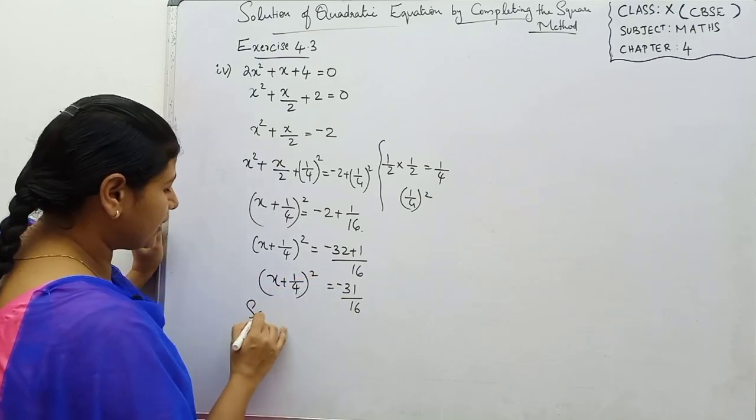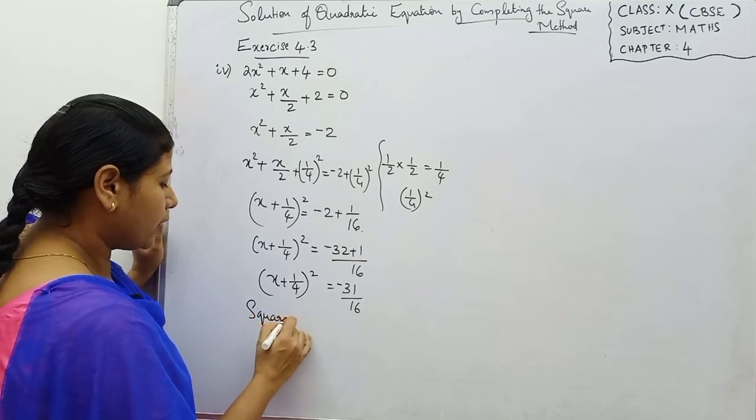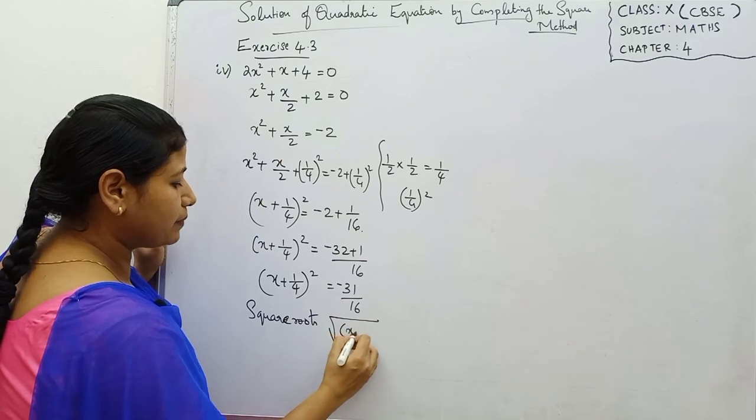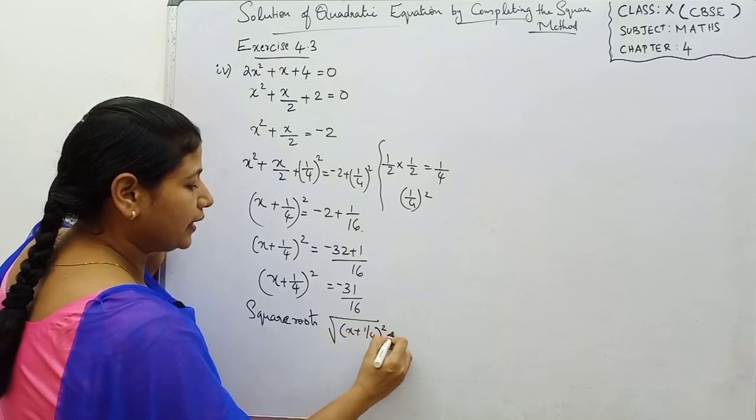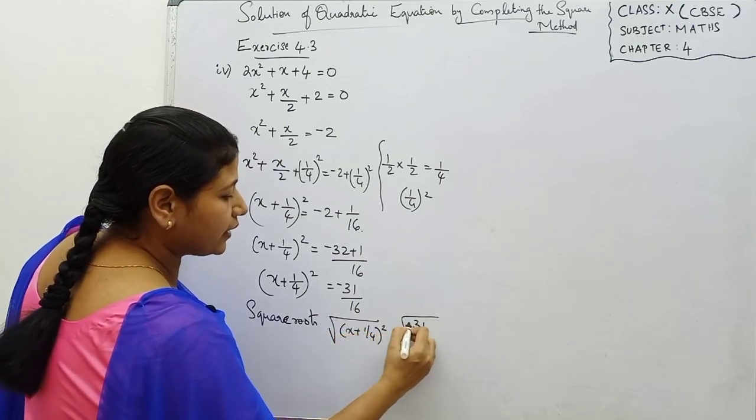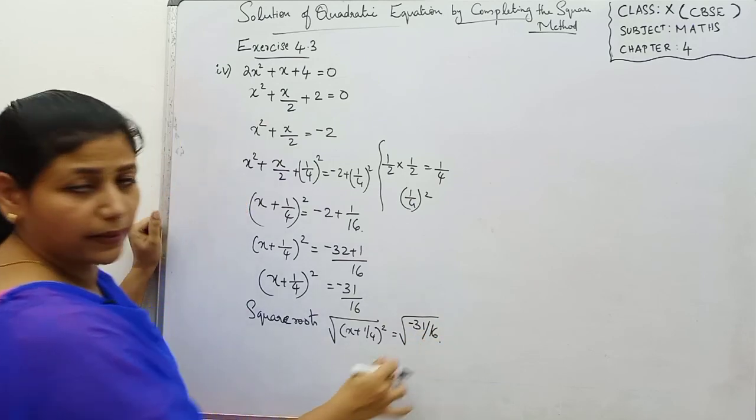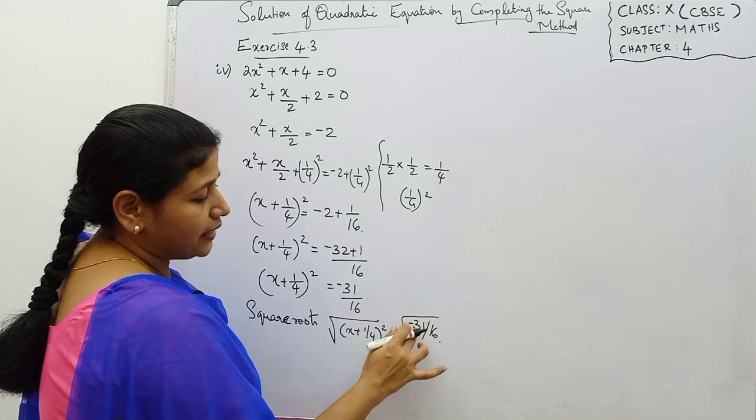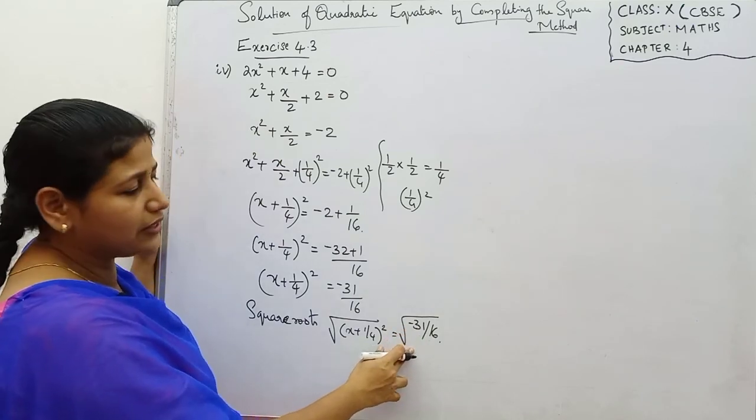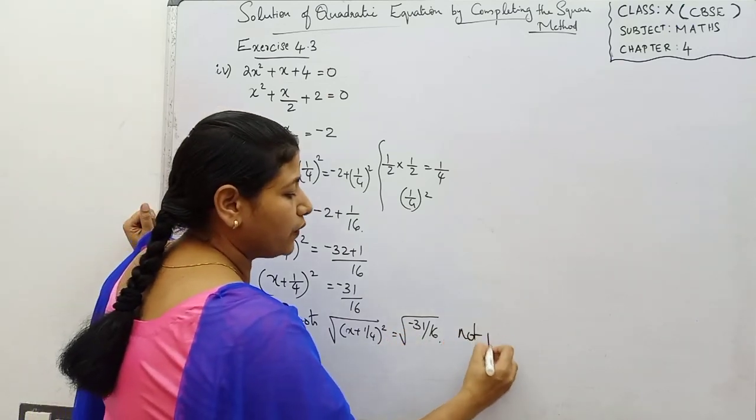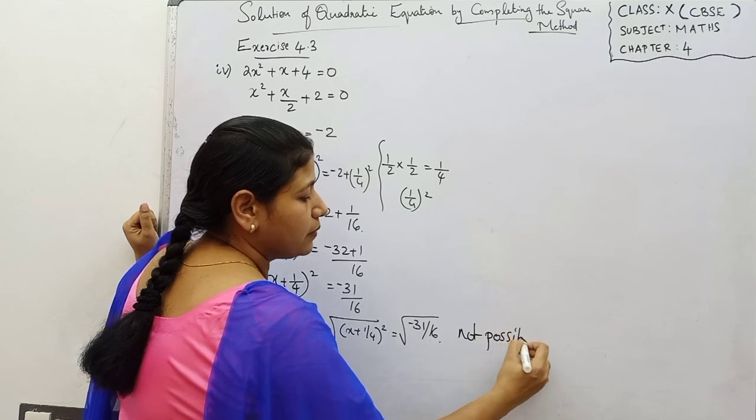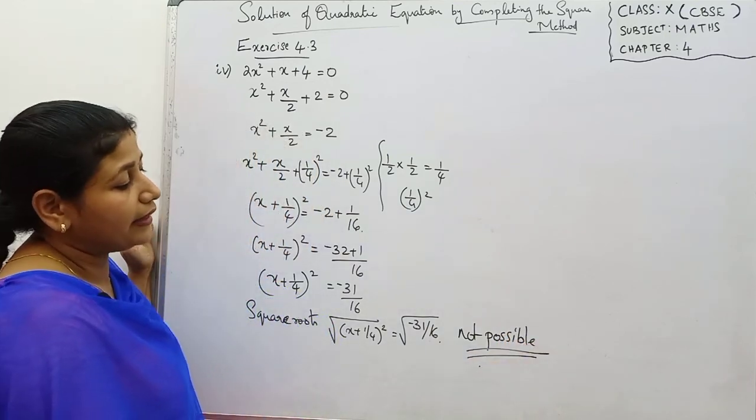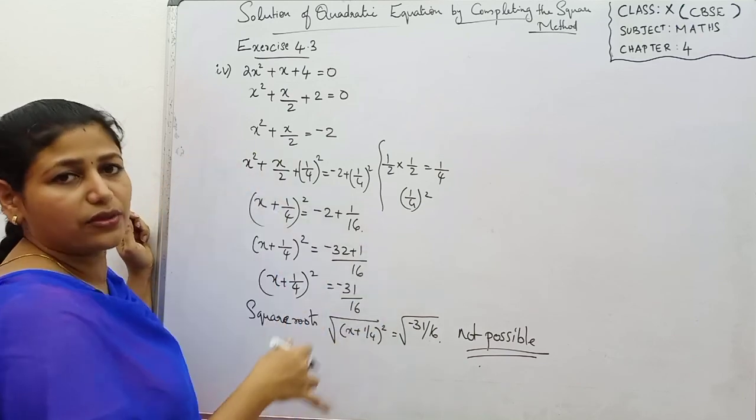Now we have to take the square root on both sides. So you will get the root of (x + 1/4)² equal to the root of negative 31/16. Is this possible? No. Why? Since inside the square root we have a negative number, we cannot find any roots for this. This is imaginary. So we cannot find a real value for this quadratic equation.